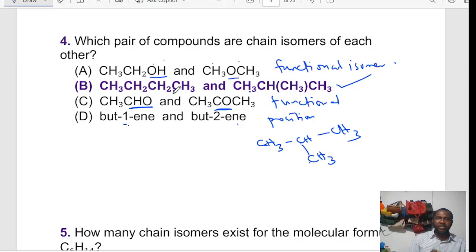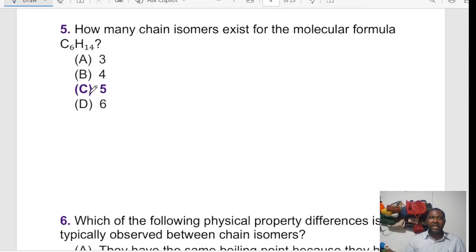Okay, please don't forget this. Now the next one says, how many chain isomers exist in the formula C6H14? Oh, this one wants to stress me. Okay, but look at this.